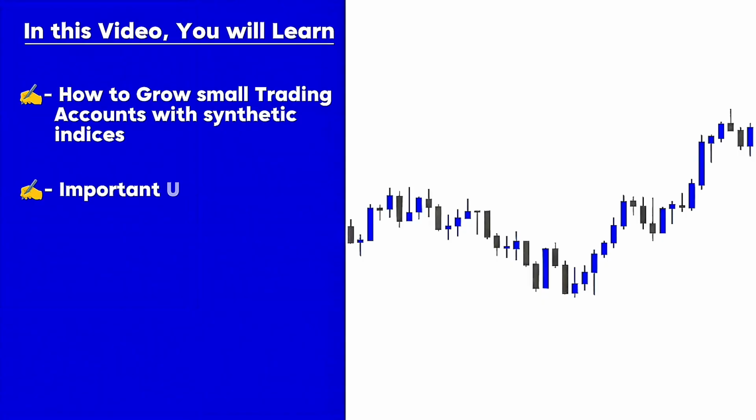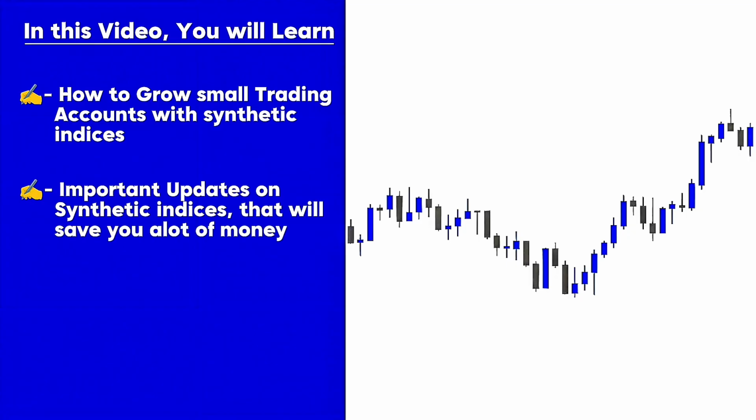Number two, I'll be giving you some important updates on synthetic indices that will help you save a lot of money. There are some things that are going on with synthetic indices right now that if you don't pay attention to them and if you don't switch the way you trade with them, they are going to cost you a lot. A lot of things have changed in the past days and I'll be revealing all of them to you in this video.